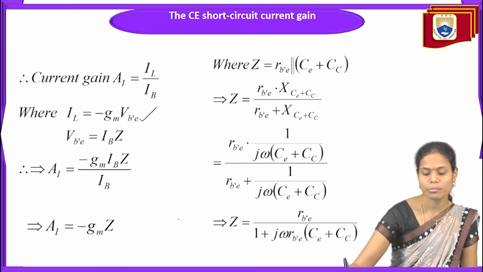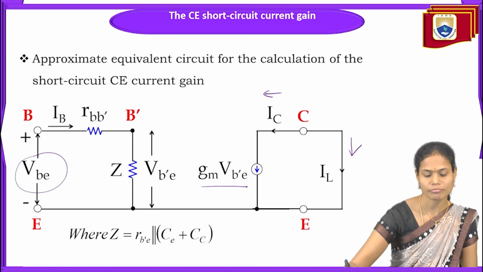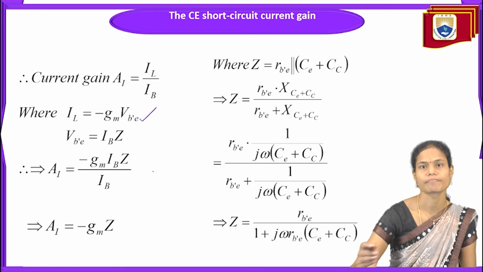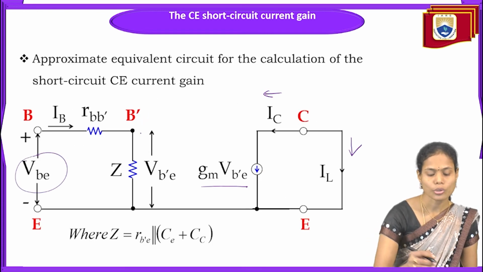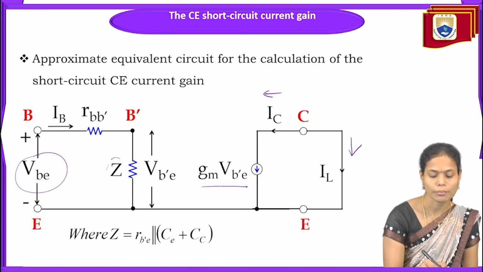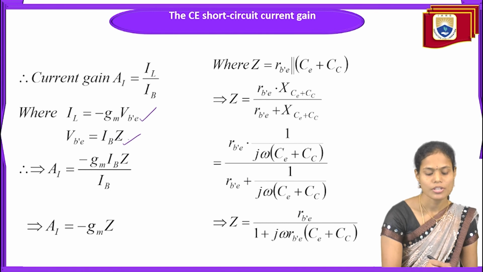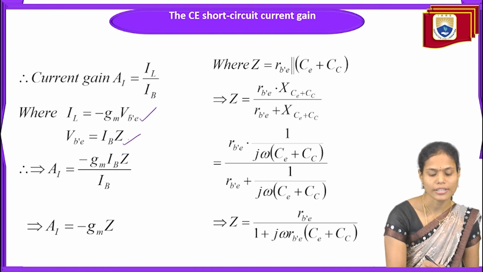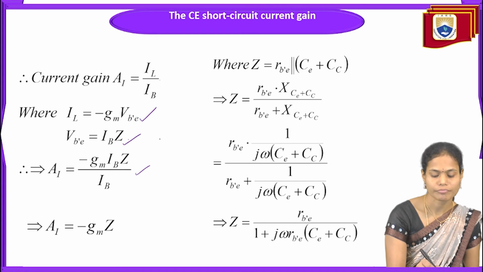And what is the V_b'e value? V_b'e value is IB into r_b'e. Not only r_b'e, the total input impedance is present. So that's why IB into Z. If you substitute this IL value as well as the V_b'e value in the current gain equation, we will get it as minus gm.